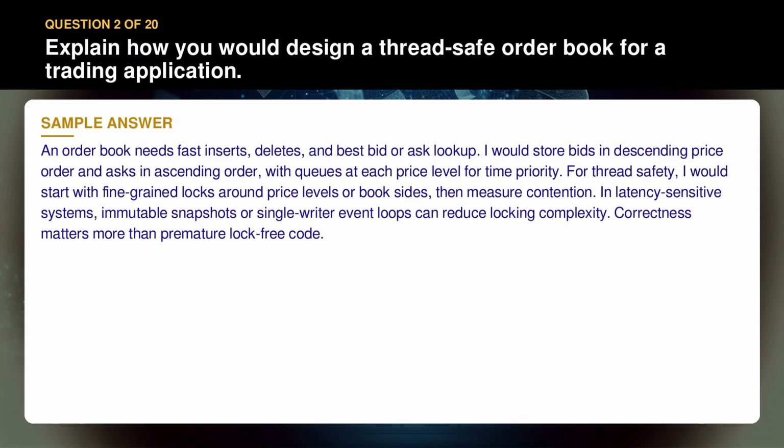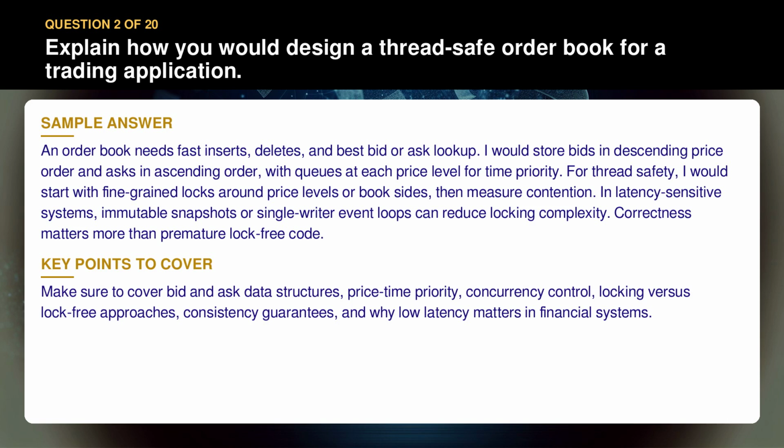In latency-sensitive systems, immutable snapshots or single-writer event loops can reduce locking complexity. Correctness matters more than premature lock-free code. Make sure to cover bid and ask data structures, price time priority, concurrency control, locking versus lock-free approaches, consistency guarantees, and why low latency matters in financial systems.